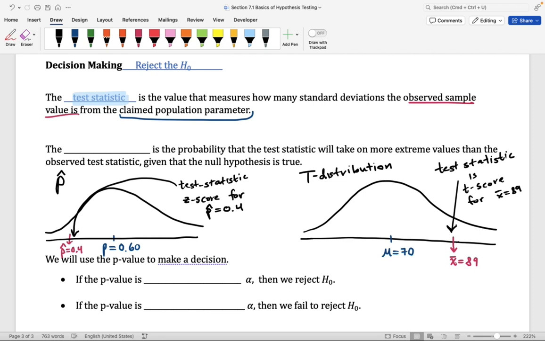So again, if you see a really large positive or negative value for the test statistic, that means that the observed sample value is really far from the center. That means that it's really unusual. Let's go ahead and talk about the p-value.